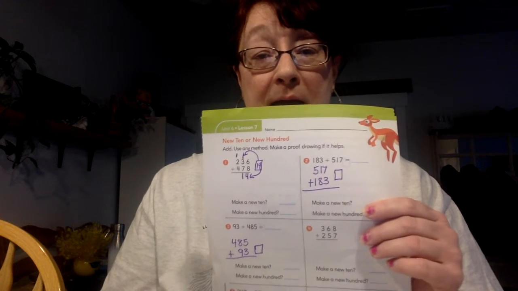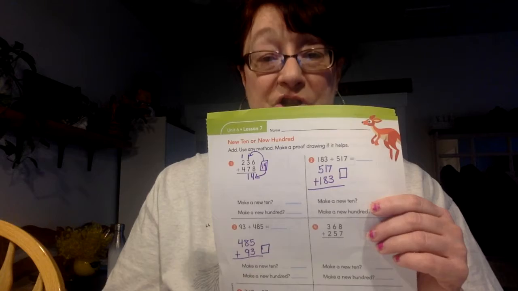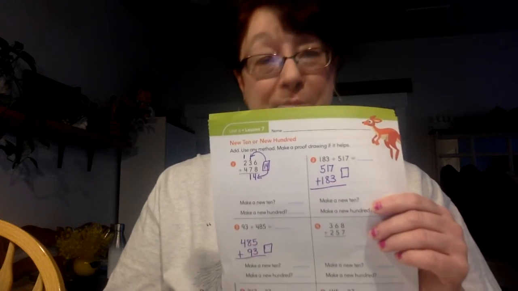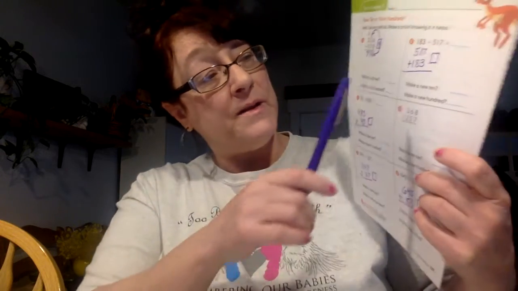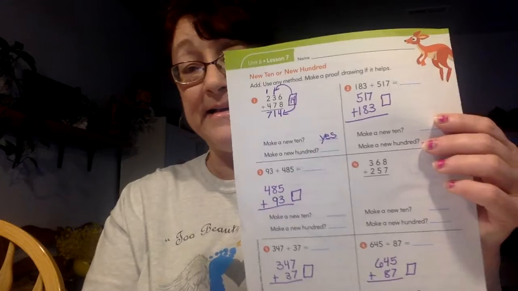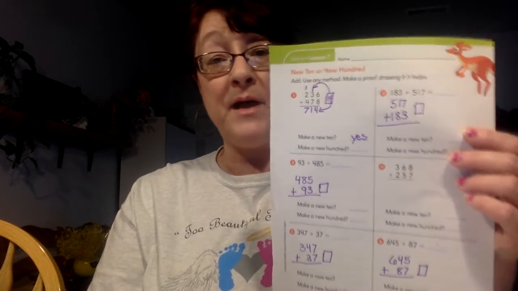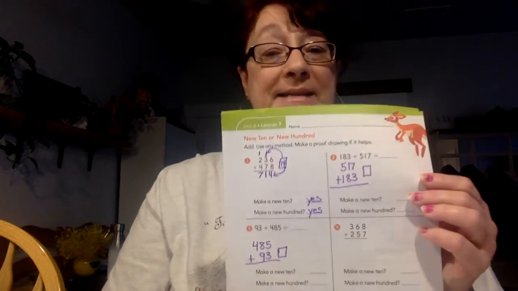Now I will add those together. 1 plus 2 is 3. 3 plus 4 is 7. And there I have it. That is my answer. Now I have to answer the questions. Did I need to make a new 10? Well, yes, I did. You can see right there. So I will write down yes. The next question says, did I make a new 100? Yes, I did. I made a new 100. So for both of those questions, I would write down yes.